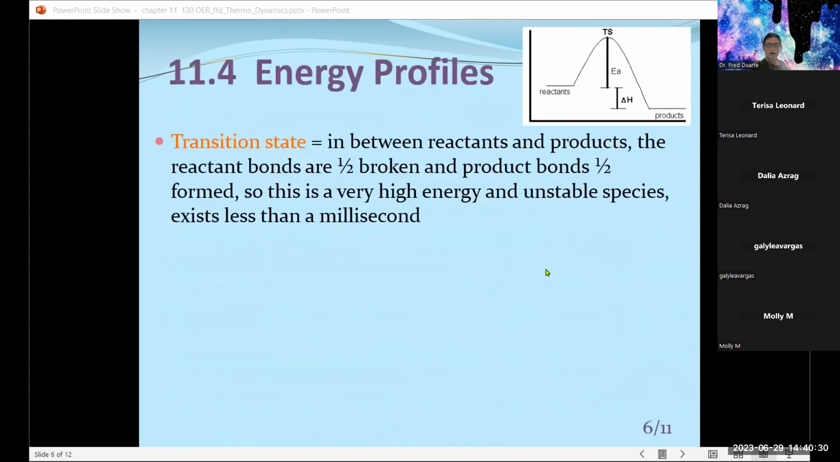All right, so let's talk about these energy profiles. We'll come back to this in a second. Let me share a whiteboard with you. Now, if we were to follow a reaction and collect data points, we would have a graph that looks something like this.